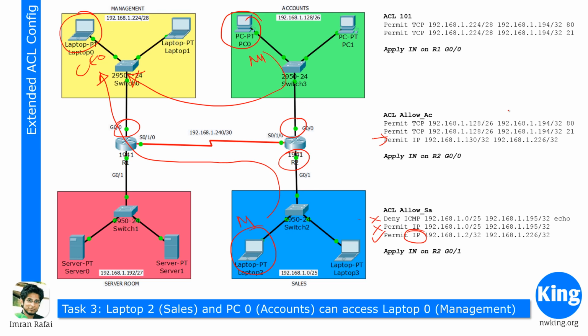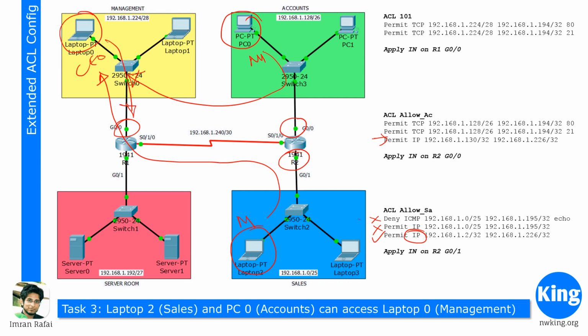So now in this situation, if laptop 2 from sales sends a ping to laptop 0, because of this ACL, it says IP, it lets everything go through, so this traffic will go. The ICMP echo message will go to laptop 0. Laptop 0, when it gets the ICMP message or the ping message, will reply back.